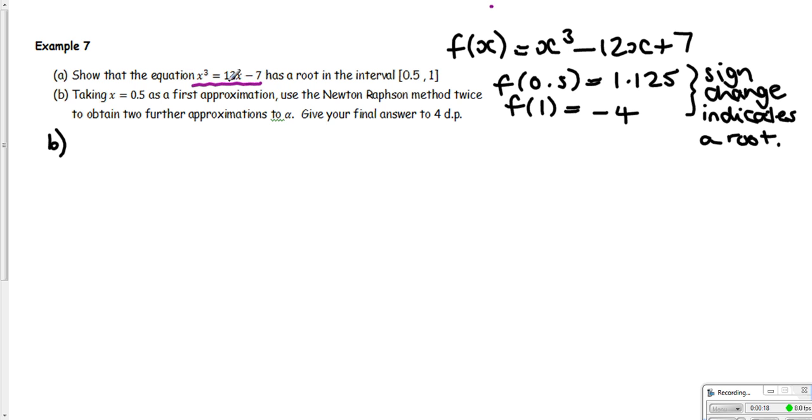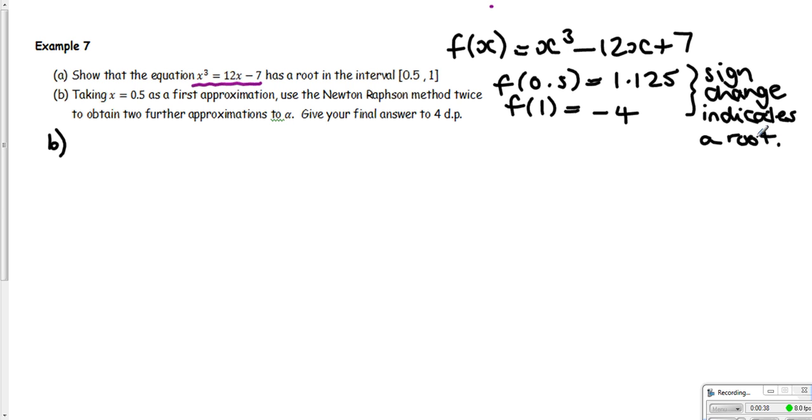So I've rearranged this equation here, and I've made it into something I've called f(x). So we want where this f(x) is equal to 0. So I substituted in two endpoints, 0.5 and 1, looked for a sign change as usual, and I've written the sentence as we have to do. A sign change indicates that we have a root.